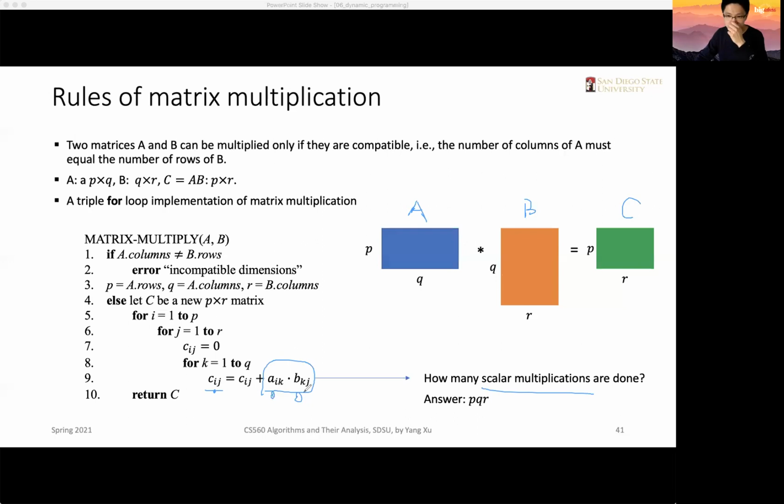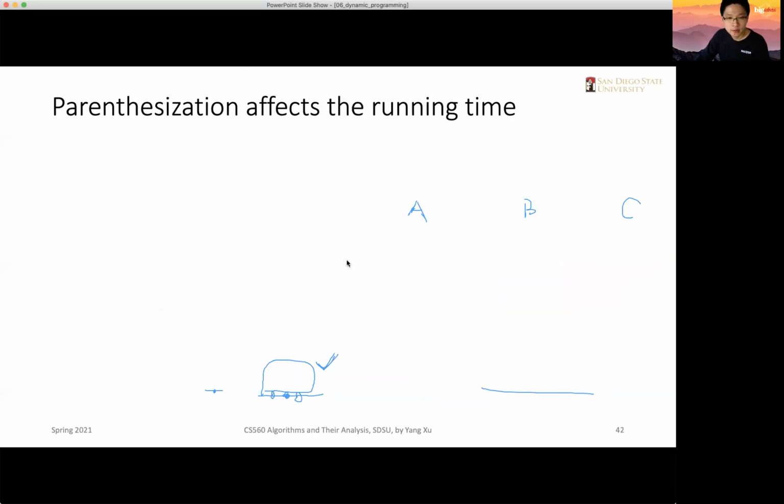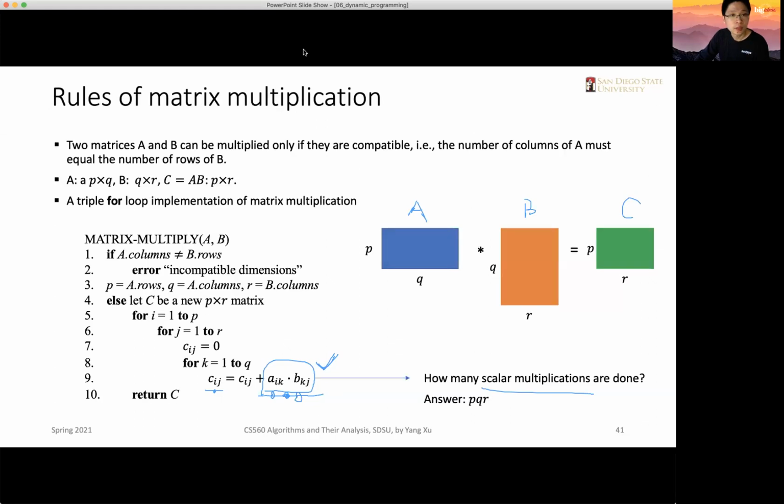And the question is how many scalar multiplications are needed? Because to compute a multiplication is where the heavy lift occurs, right? We need to compute this multiplication many times. All right. So the answer to this question is P times Q times R, right?